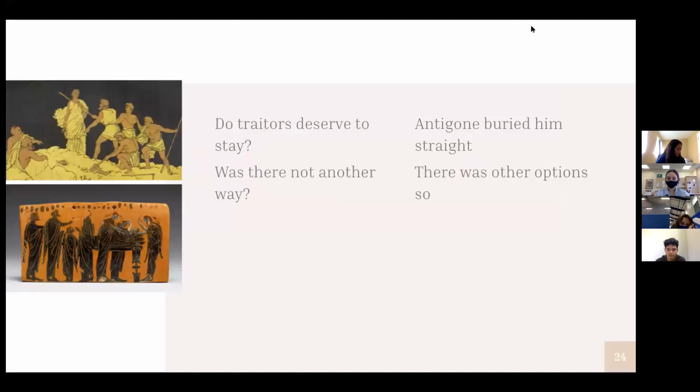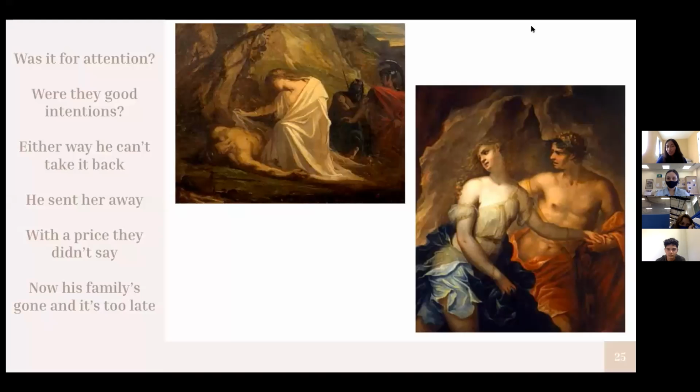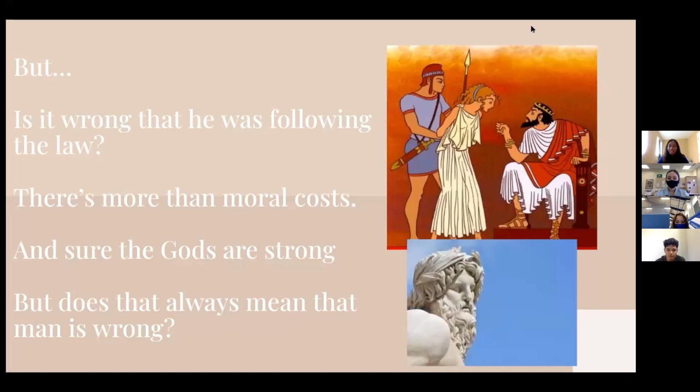Antigone buried me straight. Those are the options, so was it for attention? They had good intentions, the way you can't take it back. He sent her away with the price they didn't say. Now his family's gone, it's too late. But is it wrong that he was following the law? There's more than moral costs, and sure the gods are strong. Does that always mean the man is wrong?